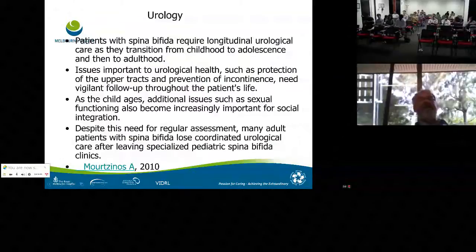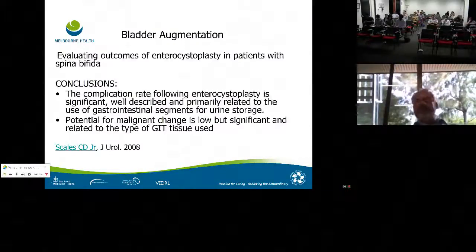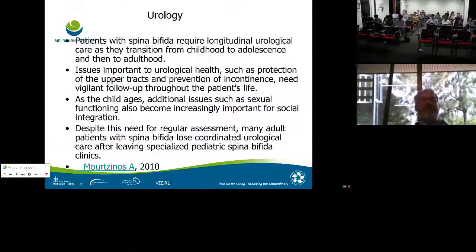So enterocystoplasty, or bladder augmentation, is a common procedure. It has quite a significant complication rate, and it tends to increase as time goes on. If people have had stomas fashioned from stomach, as occasionally happened at an early stage, there's a much greater risk of malignancy than for those with caecal bladder augmentation. So that's the standard procedure these days.